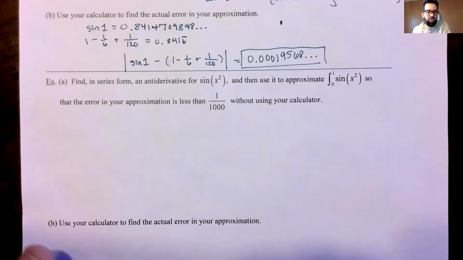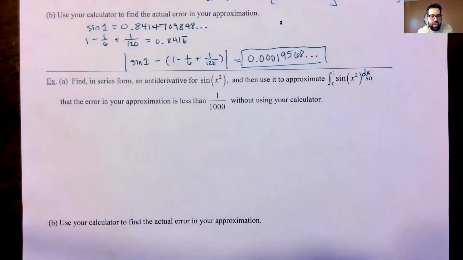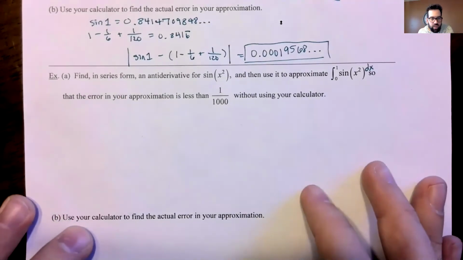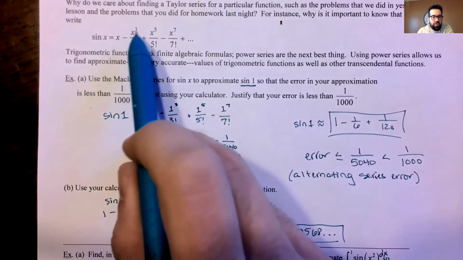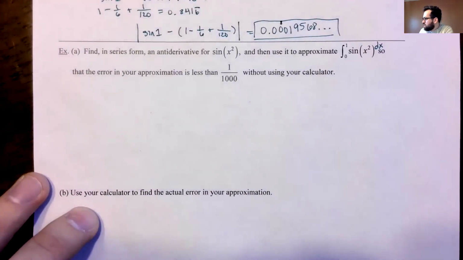Find, in series form, an antiderivative for sine of x squared, and then use it to approximate the integral from 0 to 1 of sine of x squared, so that the error in your approximation is less than 1 over 1,000. Okay, interesting. First of all, what on earth is going on with no dx here? There definitely should be a dx at the end of that integral. My bad, but let's try this. If we're starting with sine of x squared, we're going to be substituting in x squared for every x in this initial series.